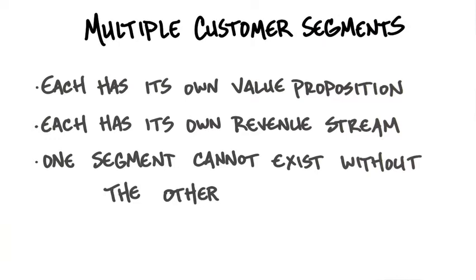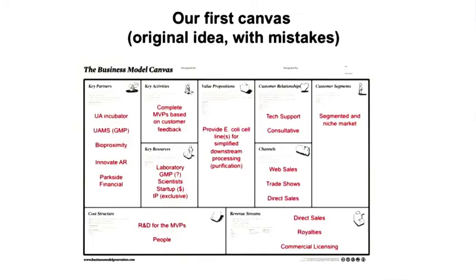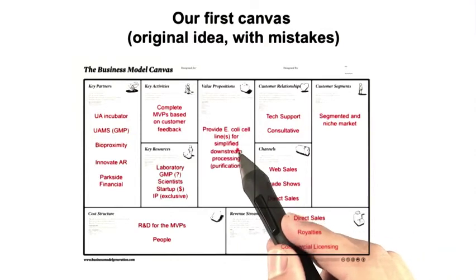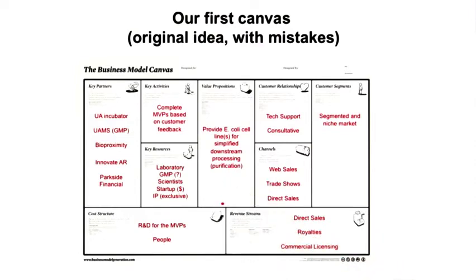Let's see what happens when we have multiple sides. So Google Search was a very simple multi-sided market, just two sides. There were users and there were payers. But can the canvas actually work with something more complicated like in life sciences? So here's an example of a business model canvas from a life sciences company that was going to provide E. coli cell lines for simplified downstream processing.